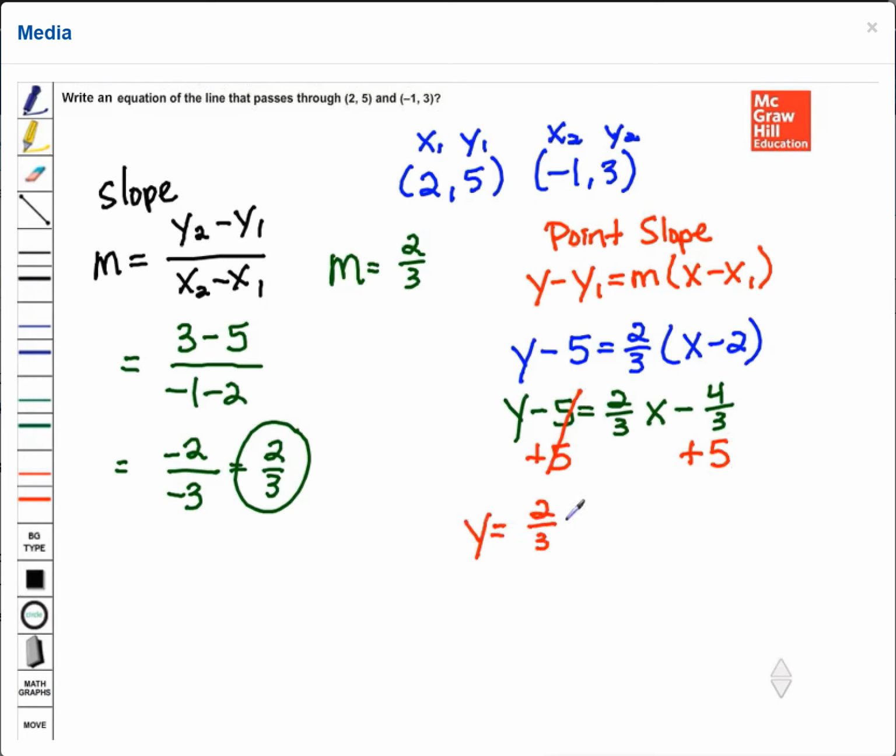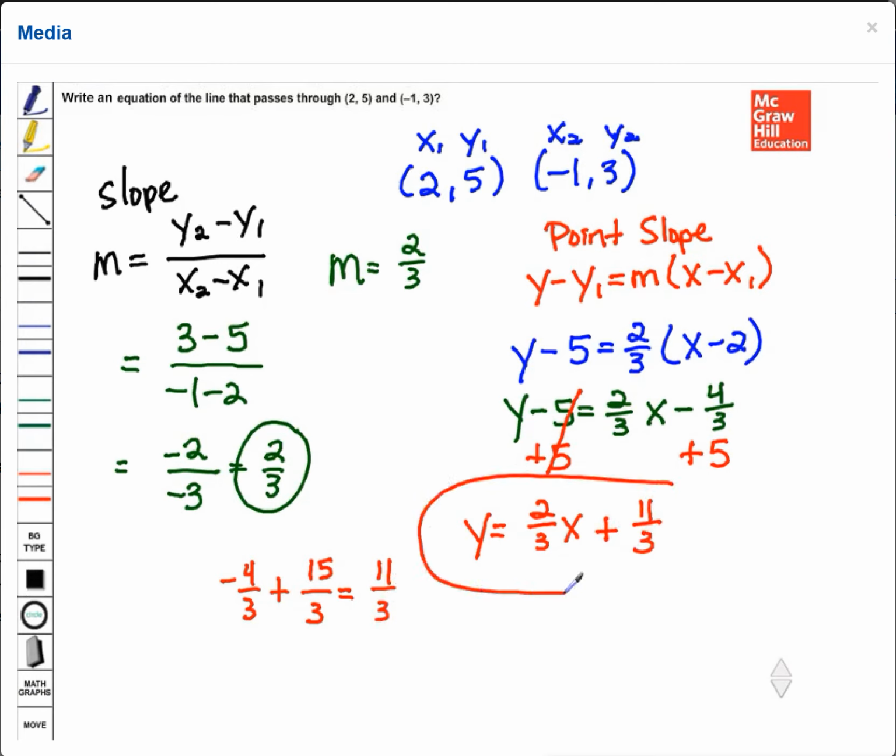2/3 x. And notice we have a fraction, and we have here our integer 5. So we need to add -4/3 and have a common denominator. So we'll change the 5 to 15/3, and that equals 11/3. So we'll have plus 11/3. So our equation in slope-intercept form is y equals 2/3 x plus 11/3, given our 2 points of (2, 5) and (-1, 3).